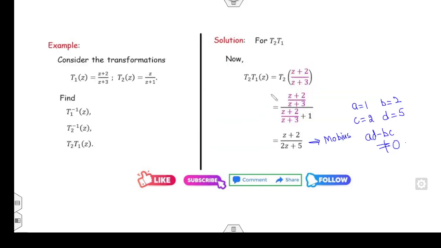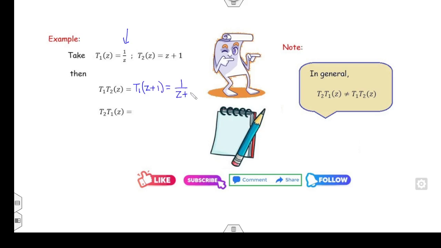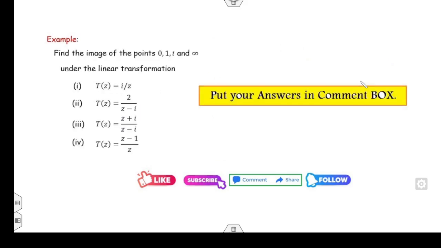But you can see that in general the composition T2 circle T1 is not equal to T1 circle T2 in general. That's a very important point. For example, if I take T1 as a Mobius transformation and T2 again as a Mobius transformation, then what is the value of T1 composition T2? That number will be 1 over Z plus 1. On the other hand, the other number will be 1 over Z plus 1, and clearly both the numbers are not equal.